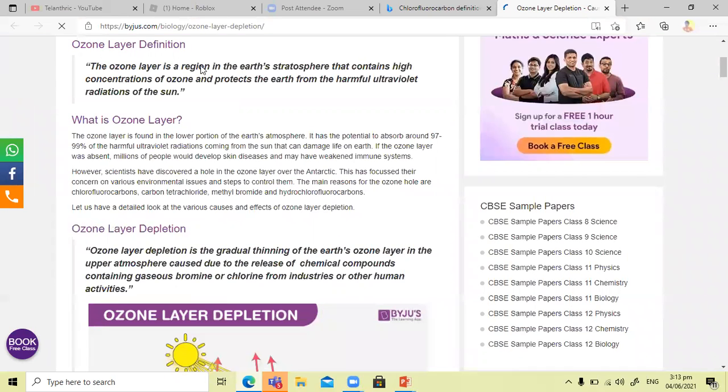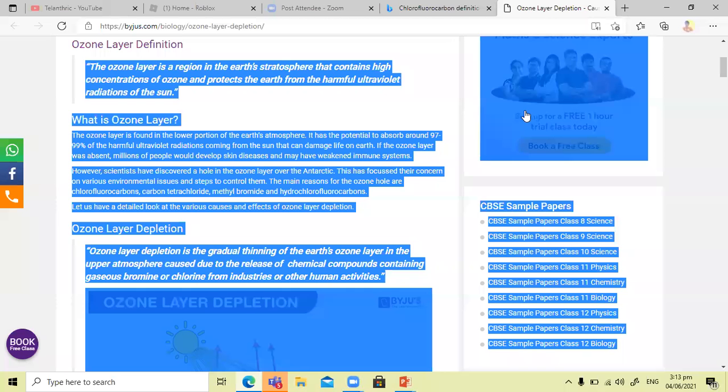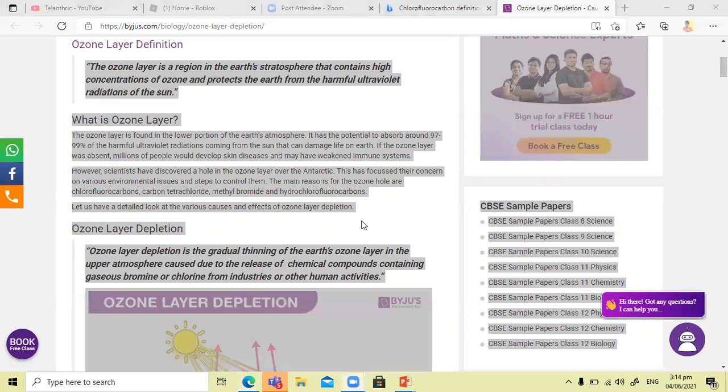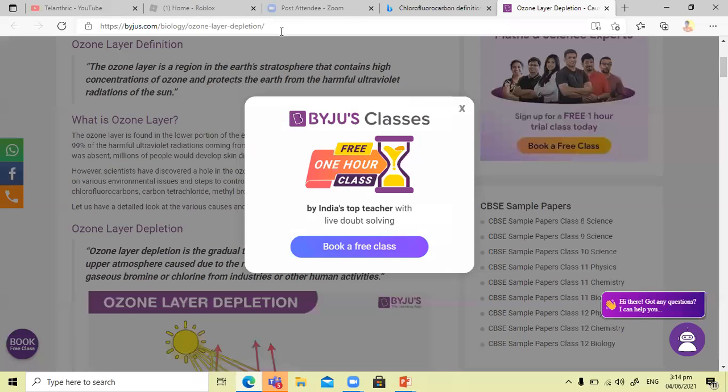So the ozone layer is a region in the Earth's atmosphere that contains high concentrations of ozone and protects the Earth from harmful ultraviolet radiation from the sun.